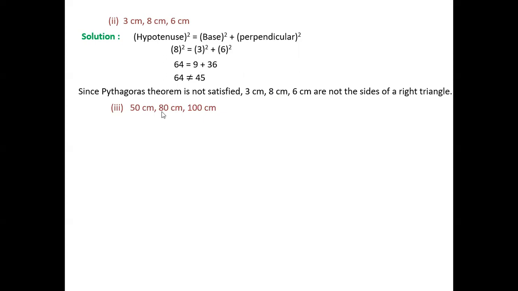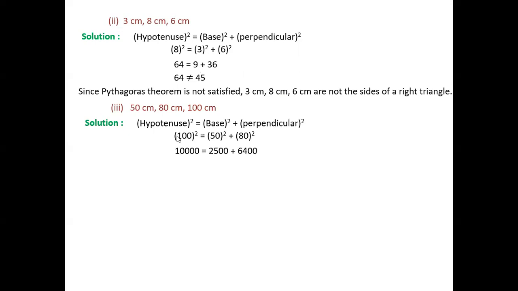Next, 50, 80, 100. Use the same conditions. Hypotenuse square is equal to base square plus perpendicular square. 100 square is equal to 50 square plus 80 square. 100 square is 100 into 100 is 10,000. 50 square is 50 into 50 is 2,500. 80 square is 80 into 80. How do you do this?